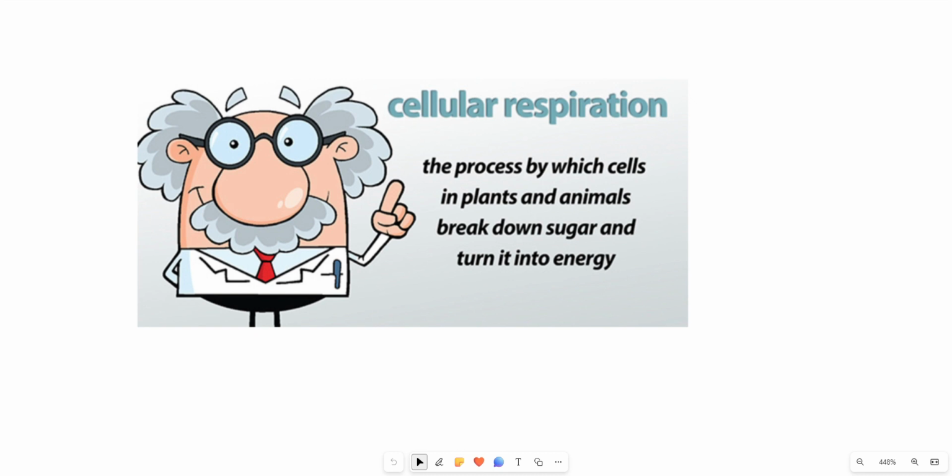So let's combine those 2 concepts and come up with a concise definition of cellular respiration. It's a chemical process in which cells break down sugar or glucose with the help of oxygen and convert that into energy in the form of ATP.